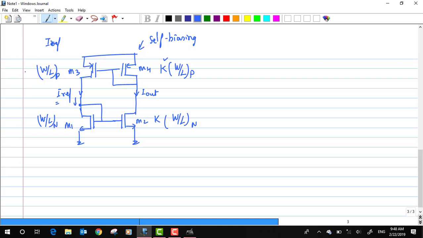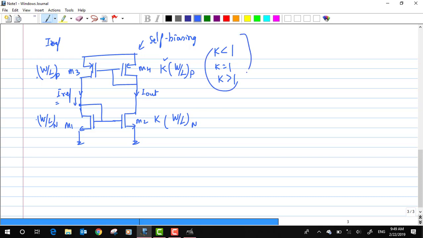Okay, so through this entire structure, what I have is an aspect ratio of just W by L of P and W by L of N, whereas the other structure has K times, and this factor of K could be either greater than or less than 1, or it can be equal to 1. We are not worried about this particular thing.